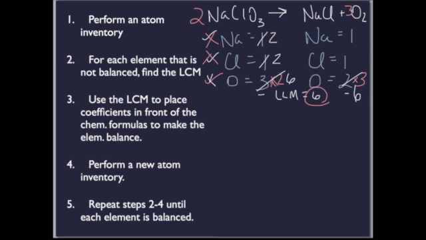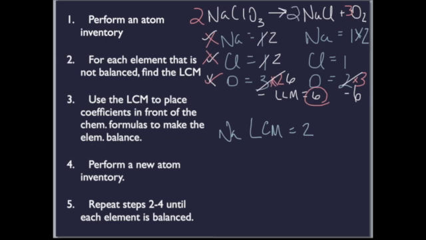Sodiums are not balanced. The least common multiple for sodium is 2 now, which means I need 2 atoms of sodium. I already have that on the left. On the right I would need to multiply that by 2 to get 2, so I'm going to put a 2 in front of the Na.